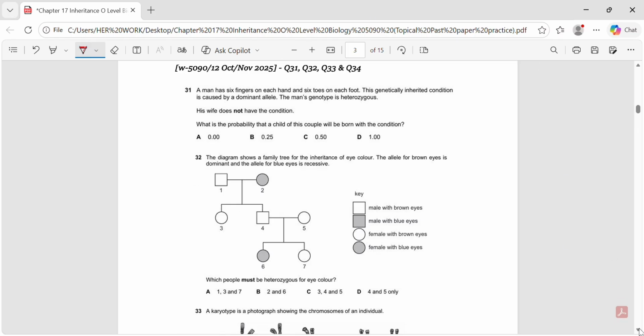Now we have some more multiple choice questions. The first one describes a man who has 6 fingers on each hand and 6 toes on each foot. This is a genetically inherited condition caused by a dominant allele, and the man is heterozygous. His wife does not have the condition.